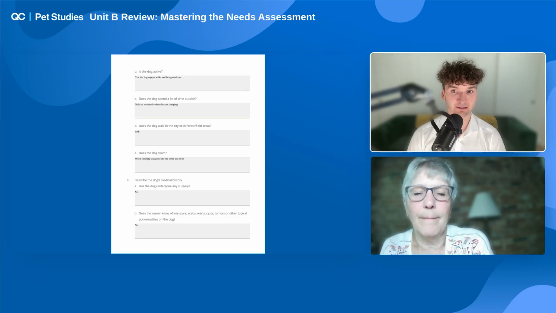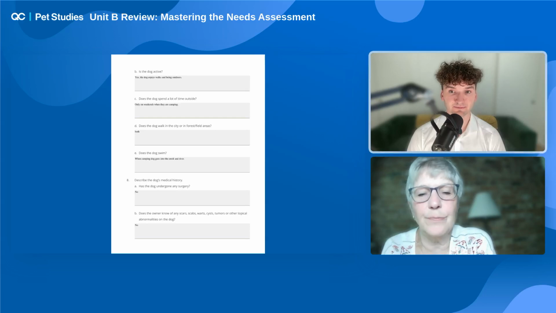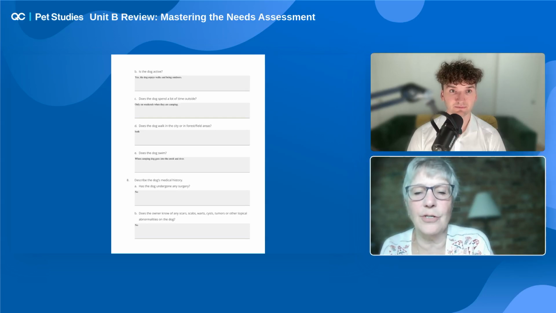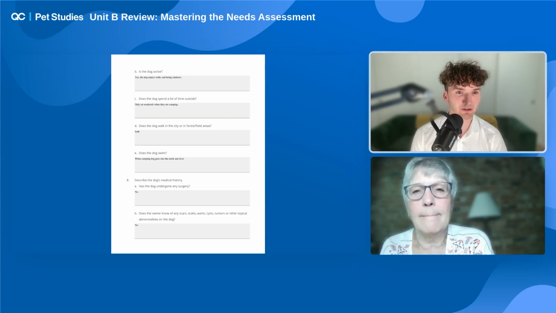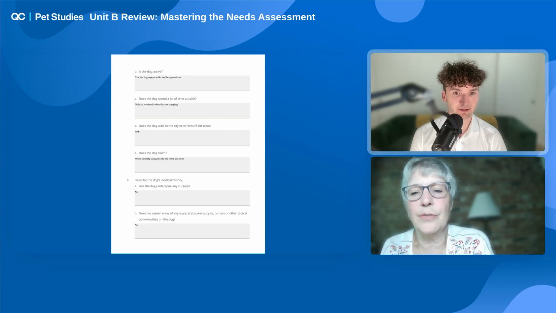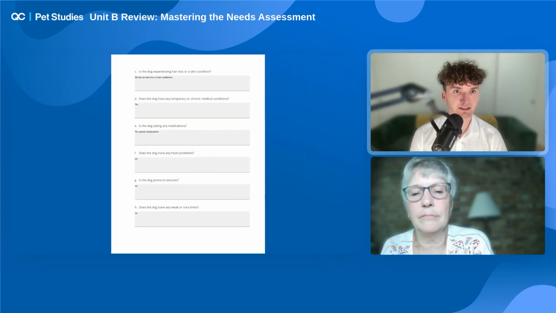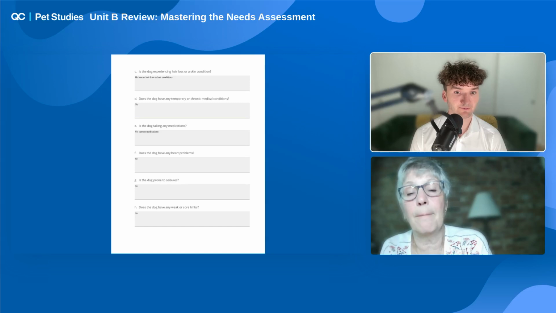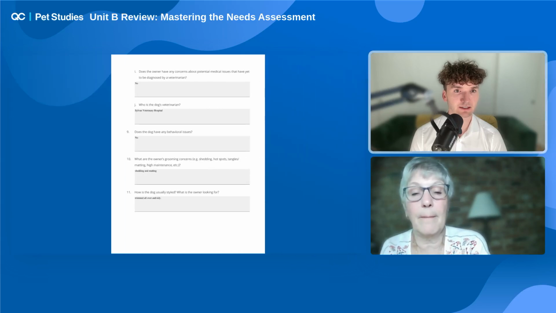Does the dog spend a lot of... Sorry, go ahead. Yeah, just move down to, does the dog have any medical issues, any behavioral issues? Move down to that. Okay, so describe the dog's medical history. Has the dog undergone surgery? No. Any scars, scabs? No. Experience hair loss? No hair loss. Does the dog have temporary or chronic medical conditions? No. Medications, heart problems, prone to seizures? No. Is the owner concerned about potential medical issues? Veterinarian. Does the dog have any behavioral issues?